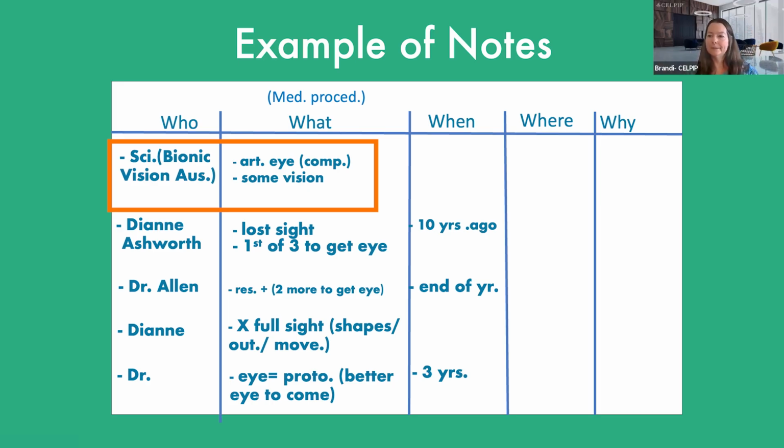So I've got this first, like so. And that stands for artificial eye, computerized. That just made sense to me. And then right below that, under that same what column, this is what I wrote, some vision.